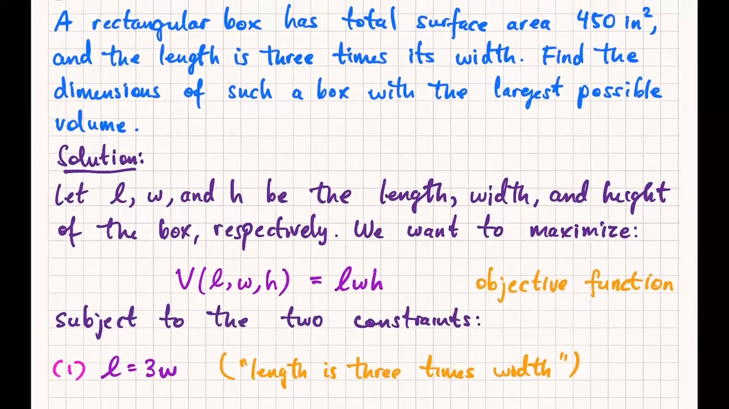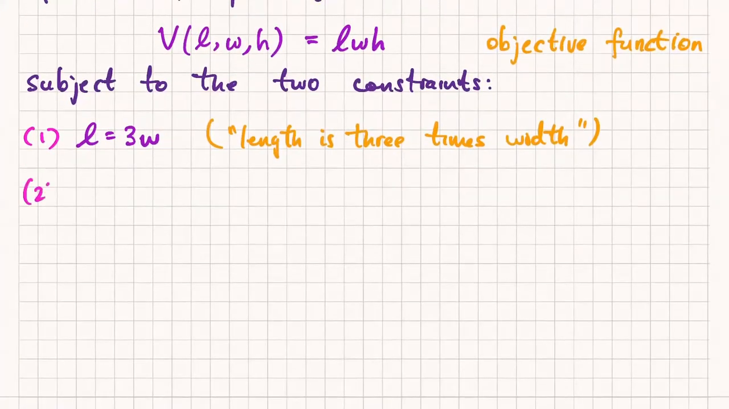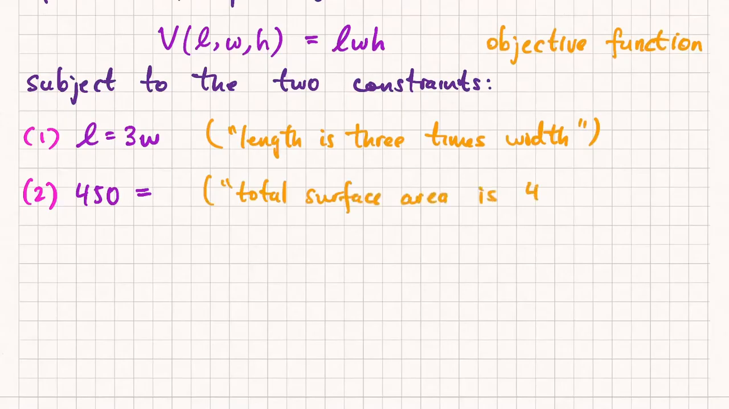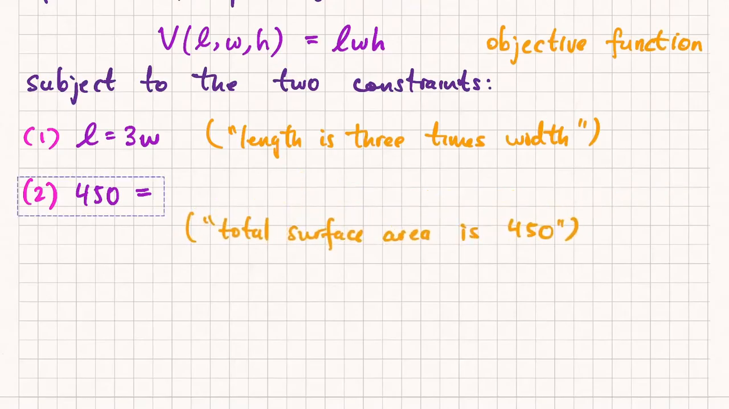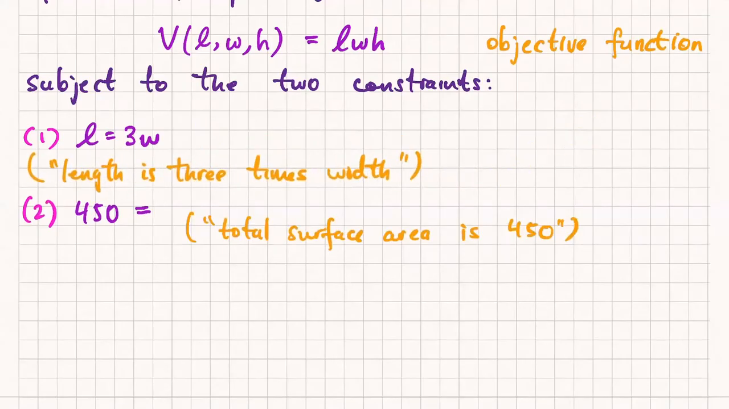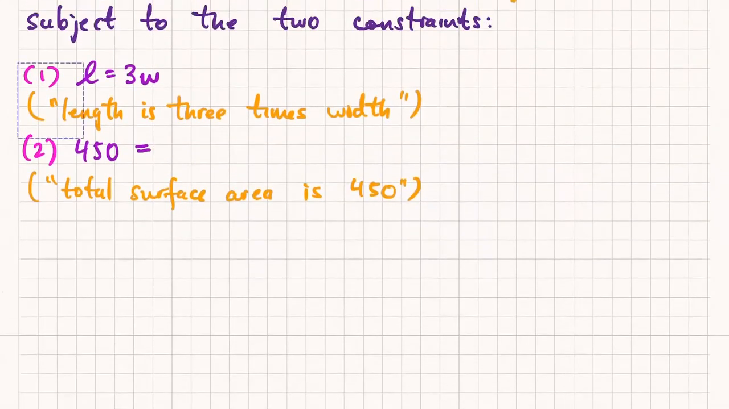Let me zoom out a little bit. You don't necessarily have to give me a full equation. Okay, good. So Jacqueline says 450 has to equal the surface area, right? Let's put that down over here. So what is this equation? What is the total surface area of this box?